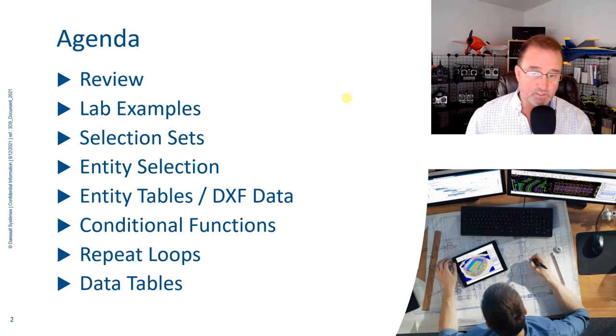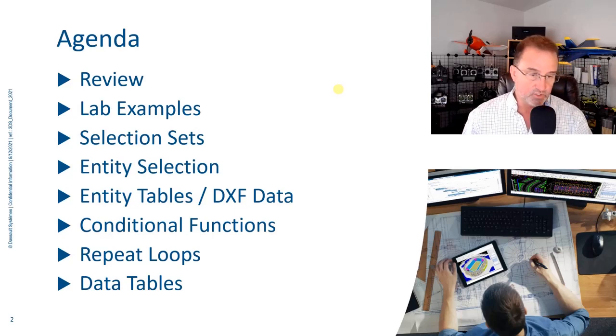At the very end of that series, I gave you a couple labs to try to see if you could do on your own. And then I'll go through examples of how I would accomplish those tasks. We'll dive into selection sets, entity selection. We'll look at entity data and tables. And then we'll get into conditional functions and how to do different conditional situations within Lisp, and then repeating loops. And then we'll get a little deeper into some of the data tables.